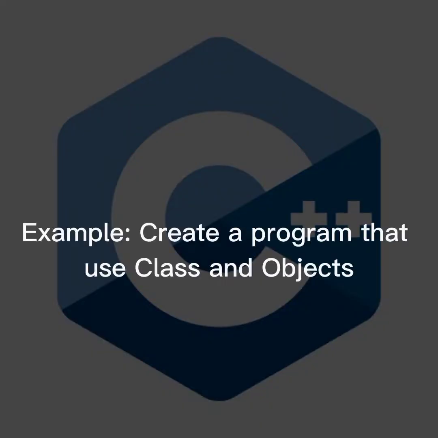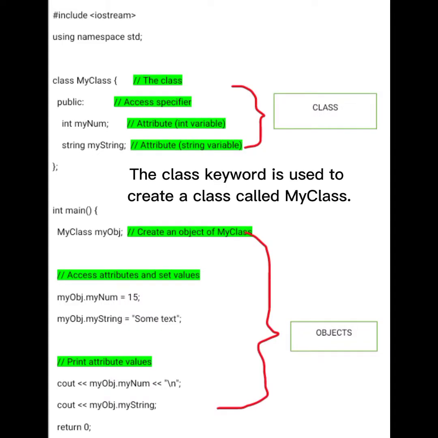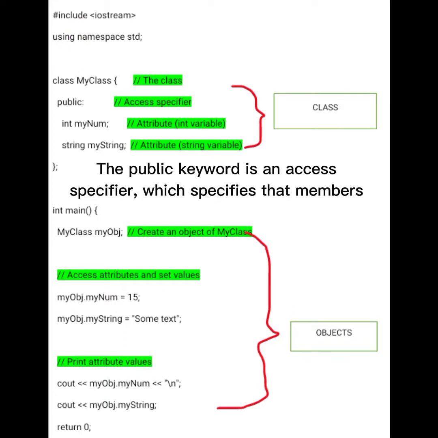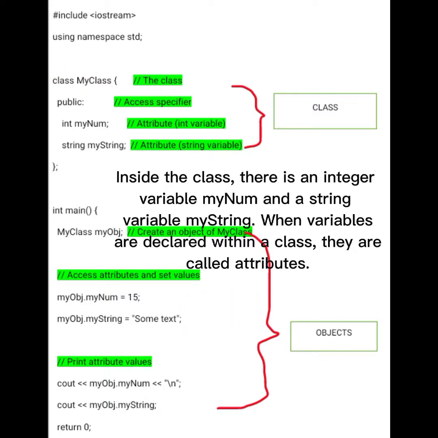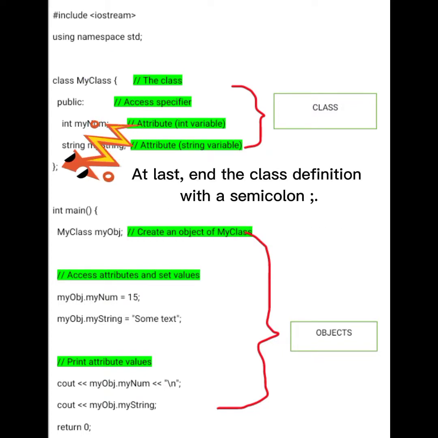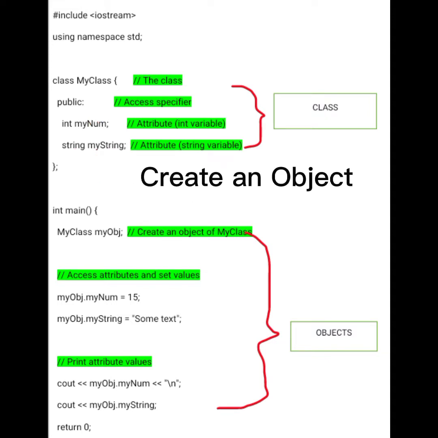Example: create a program that uses class and objects. Example explained. The class keyword is used to create a class called MyClass. The public keyword is an access specifier, which specifies that members, attributes, and methods of the class are accessible from outside the class. Inside the class, there is an integer variable and a string variable. When variables are declared within a class, they are called attributes. At last, end the class definition with a semicolon.